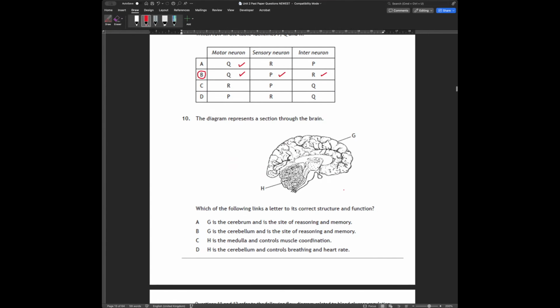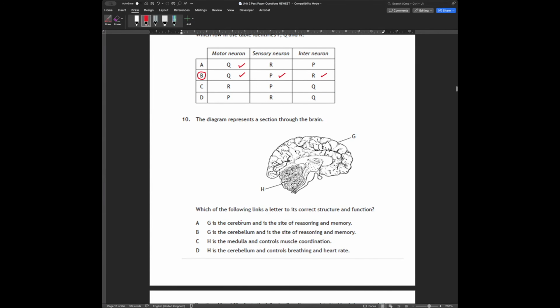Okay, we'll do one more multiple choice. The diagram represents a section through the brain. Okay, we've got G and we've got H. Now, again, before I get to the question, I will always think, right, what is G and what is H? Well, G is this large domed area at the top of our brain, which is called the cerebrum, and H is our cerebellum. Now, again, before I even get to the question, I'm thinking, right, what does the cerebrum do again? So it's things like memory, intelligence, personality, our senses, and so on. Whereas H is associated with balance and muscle coordination.